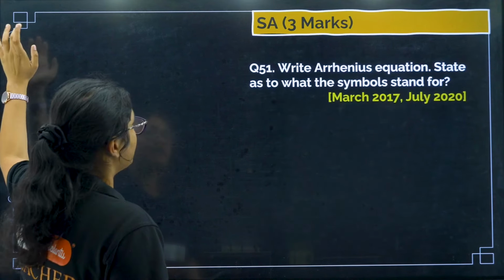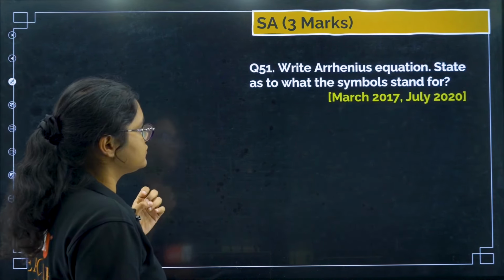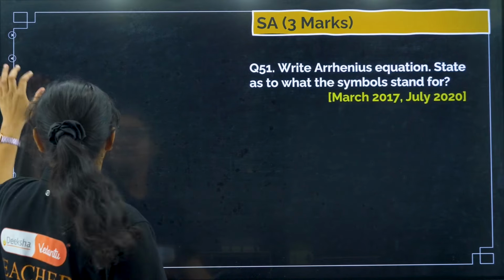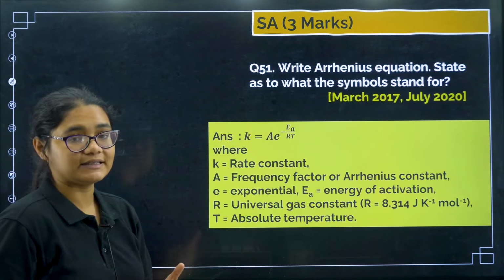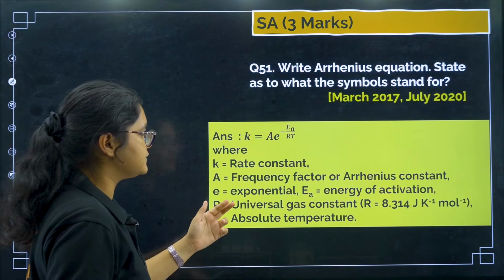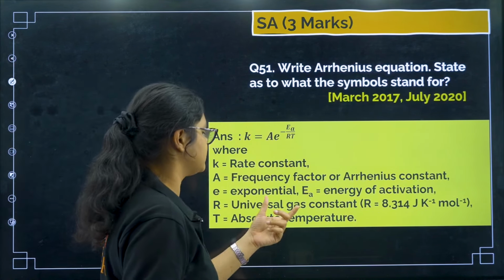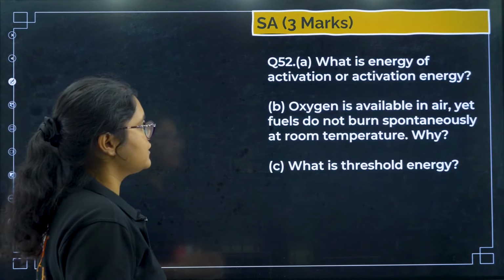Next, what is the Arrhenius equation, and state what the symbols stand for. The Arrhenius equation, all of you know, K is equal to A into e to the power of minus Ea by RT. K is the rate constant, A is the frequency factor, Ea is the activation energy, R is the gas constant and T is temperature.